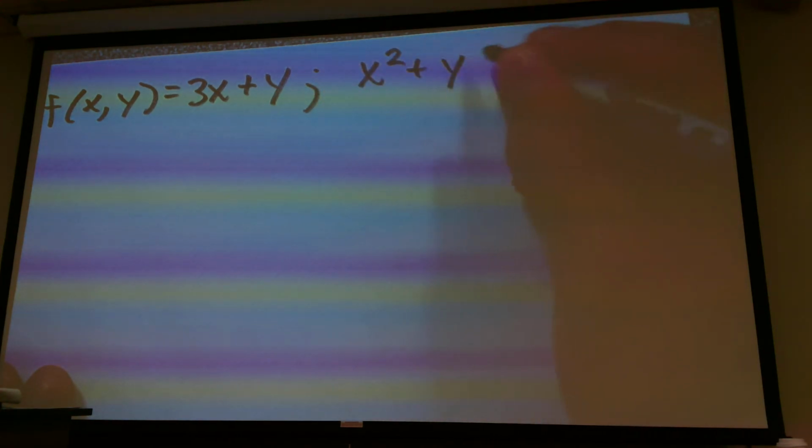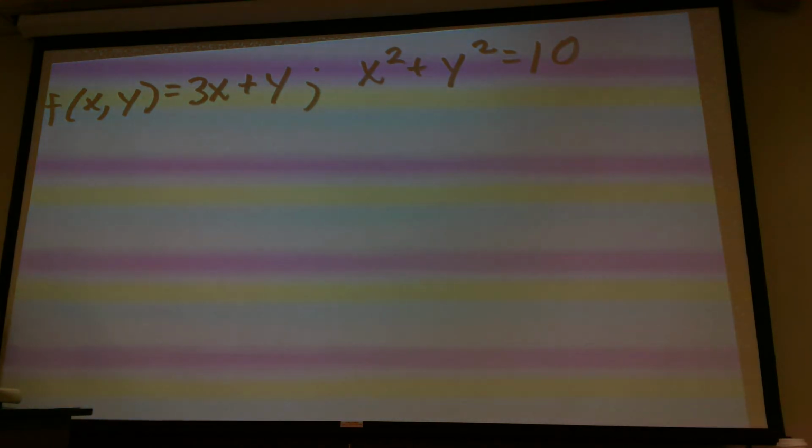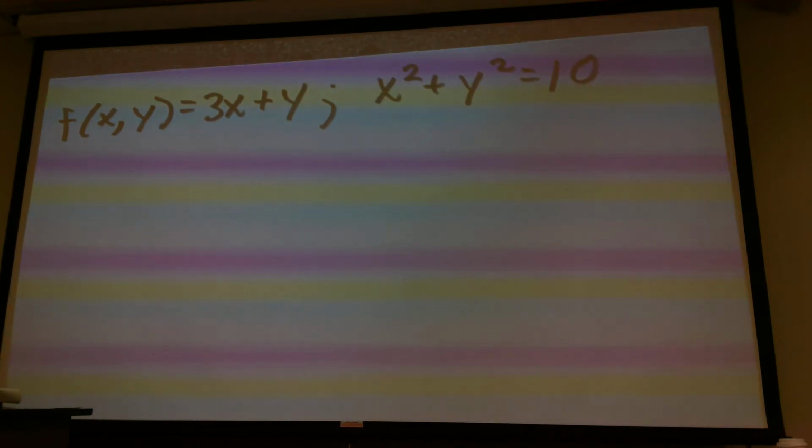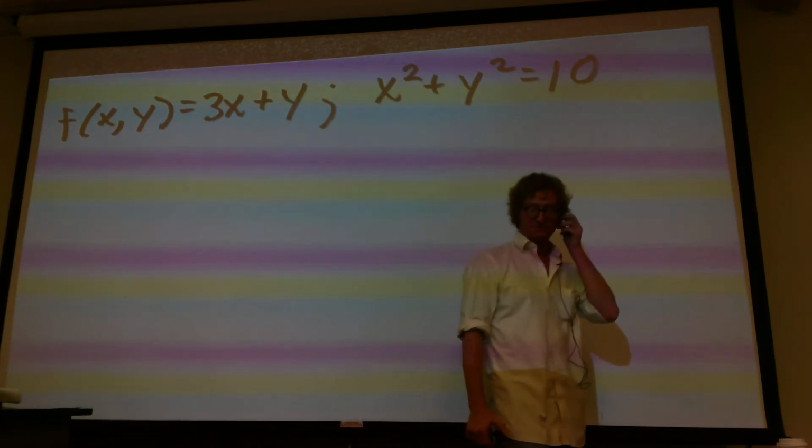So let's say, and let's have a constraint that x squared plus y squared is going to equal 10. Okay, so try to think about what type of surface are we actually dealing with in this problem.